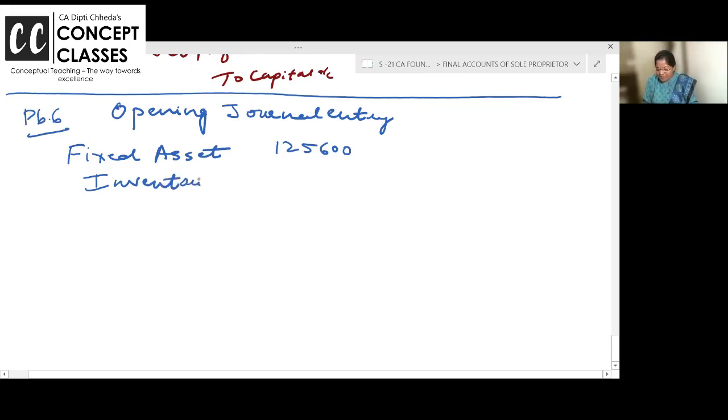It's your responsibility, dear students. If you are not getting the answer, you tell me. Inventories 206,400. Now in trade receivables, provision for bad and doubtful debt is there. So never write the debtors as net. Write the debtors as gross. What do you mean by gross debtors? Gross debtors 1,88,000. I hope you are all getting it.